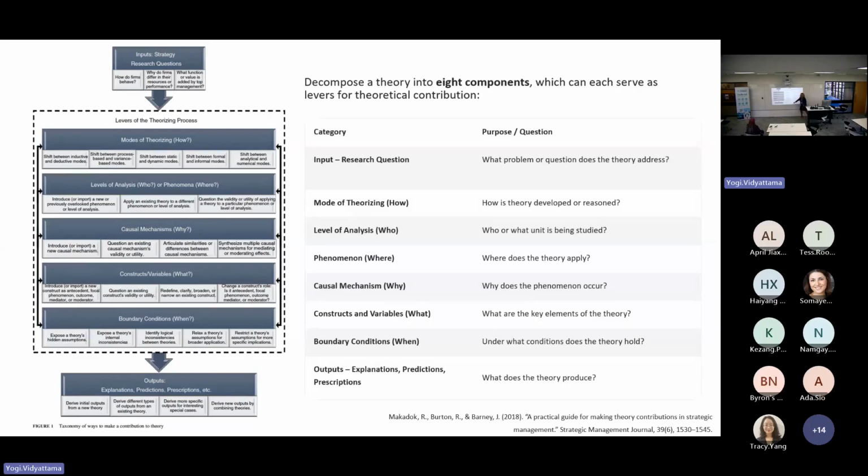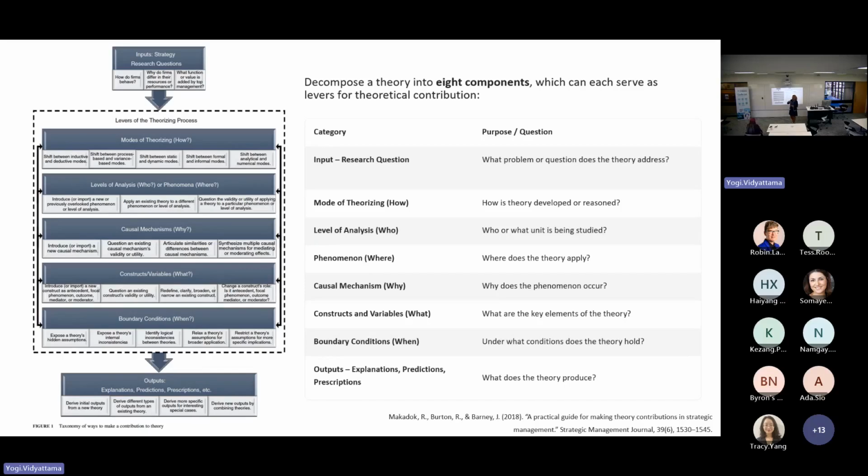And then the boundary conditions. That's another important one. Like this theory doesn't work in this setting because of these boundary conditions. So you're coming up with new boundaries that might question the original theoretical contribution. Like under what condition does the theory hold, or under what condition does the theory not hold, right? And then the outputs, right? We see a lot of papers as well trying to argue that the output is different if you do this and this and that.